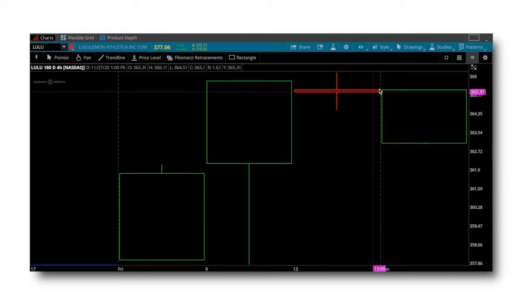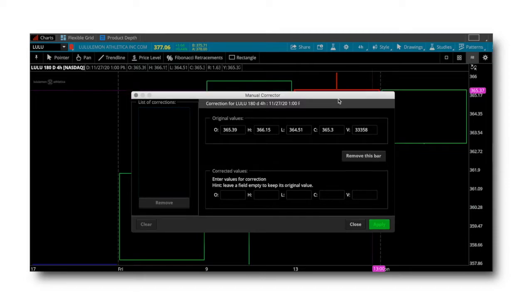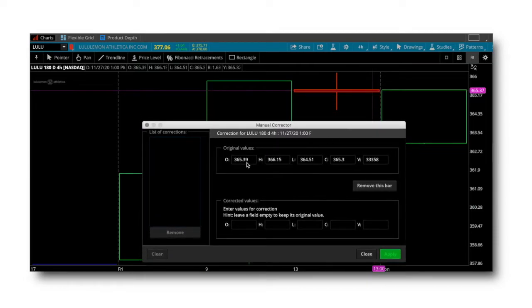So like, there's a little gap here. This candle opened up at the top of this, and you know what? Let's just do it like this. I'm gonna right click this. I'm gonna go to correct this bar, and it's gonna tell me everything I need to know about this bar. This bar opened at 365.39, which is right here. It went as high as 366.15, which is up here. It went as low as 364.51, which is down here, and it closed at 365.3, which is right here, right?